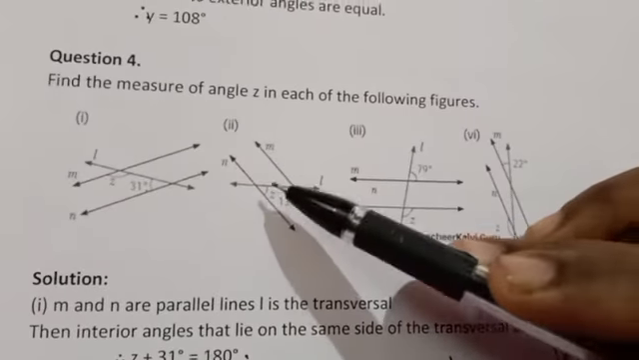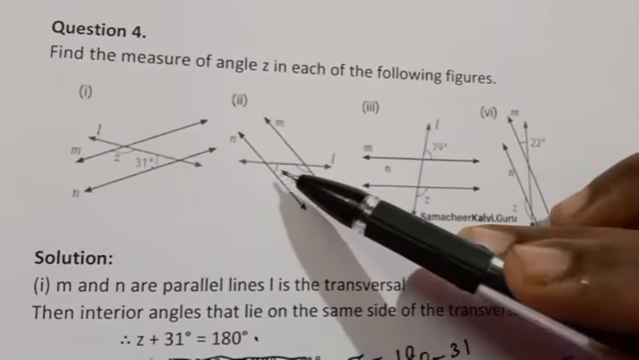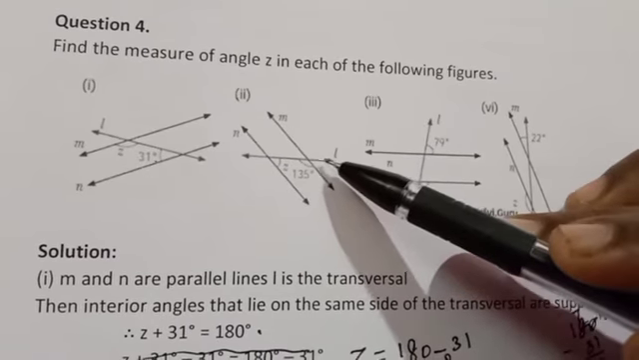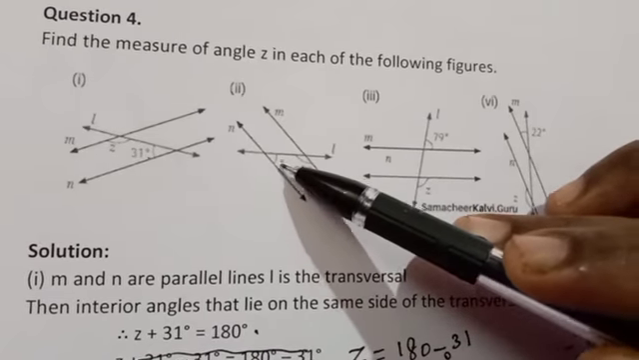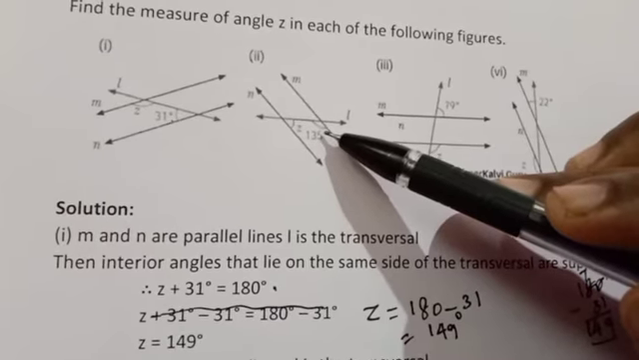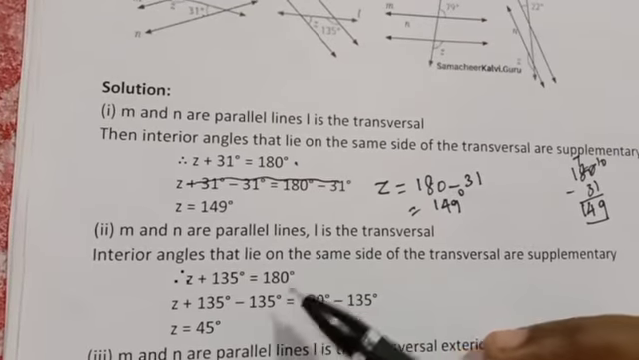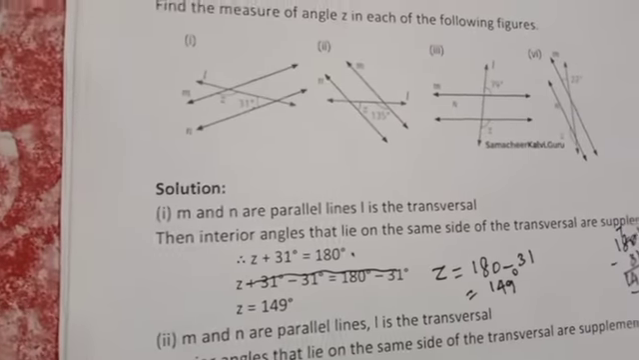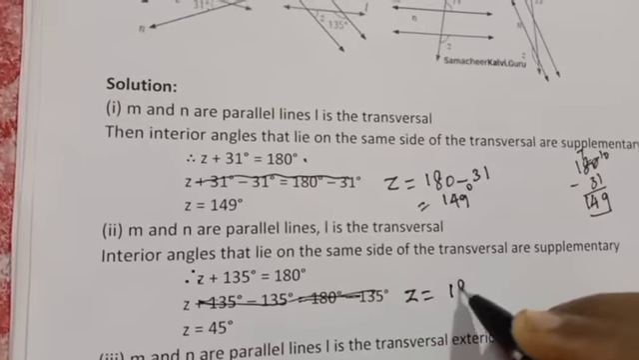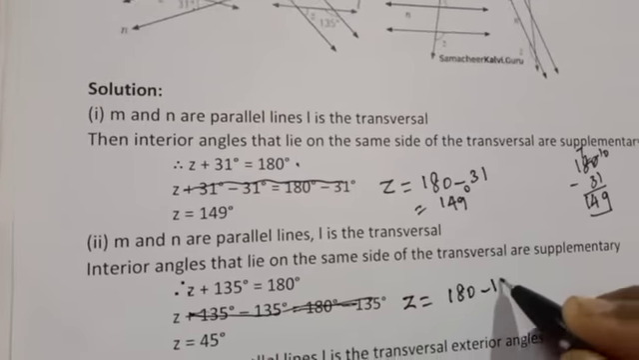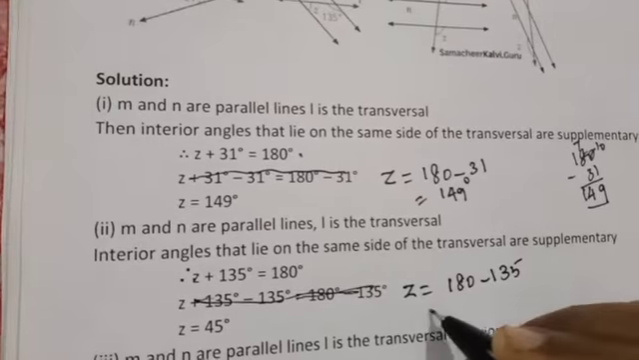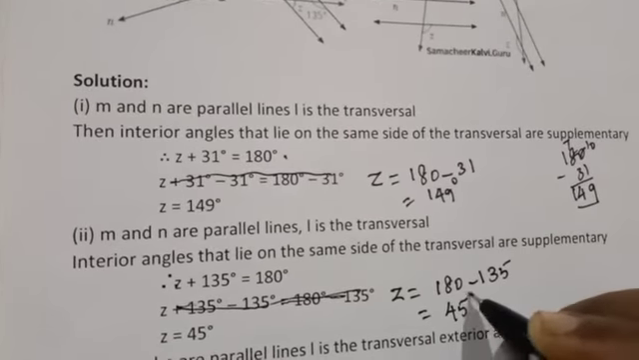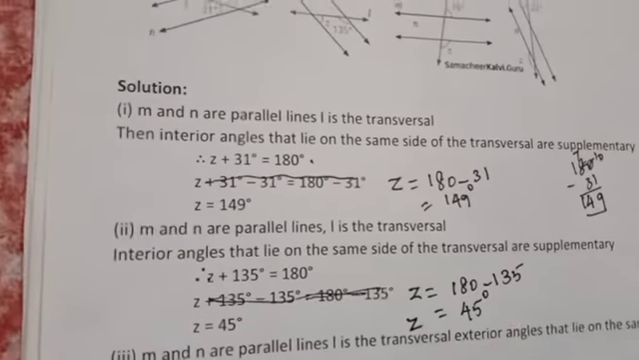Okay, students. Yes. The second picture. For these two are parallel, this is transversal. This is also same side angles of the transversal line. Z plus 135 degree is equal to 180 degree. So you have to follow this rule. Z is equal to, you have to transpose this side, 180 minus 135. So that is equal to 45 degree. Z is equal to 45 degree.